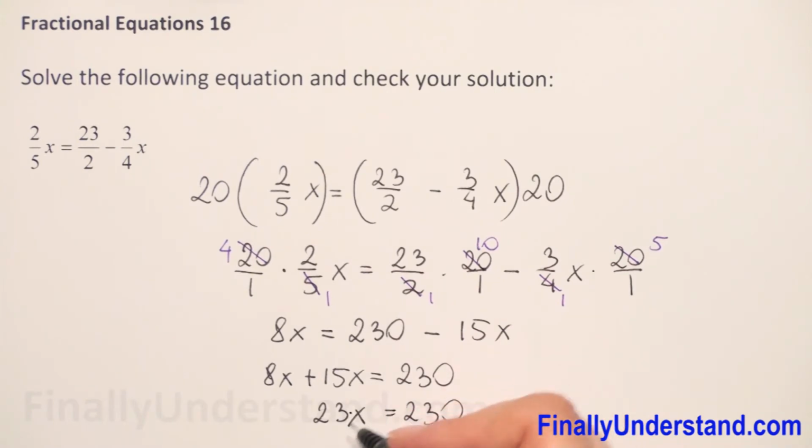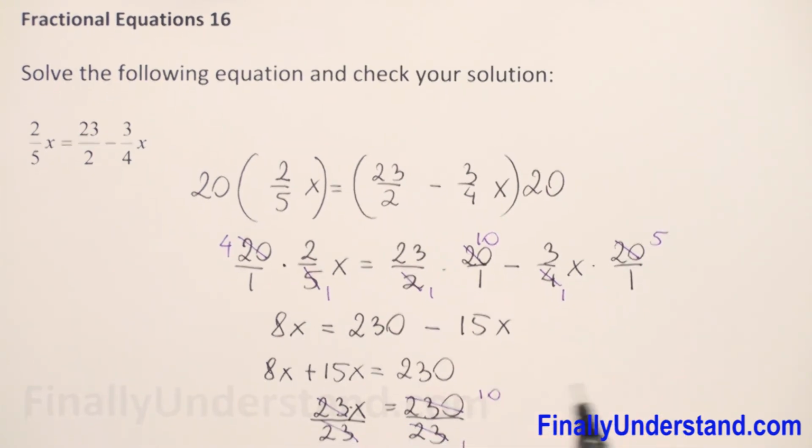We have multiplication, so now we will divide both sides by 23 to find our unknown. So 23 we can cancel out, and we have 230 divided by 23 is 10. So we have on the left side only x is equal to 10 over 1 is 10. So we have our unknown.